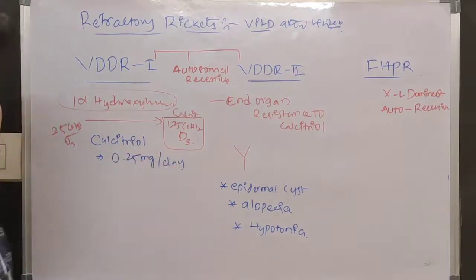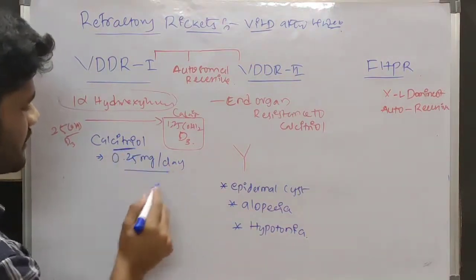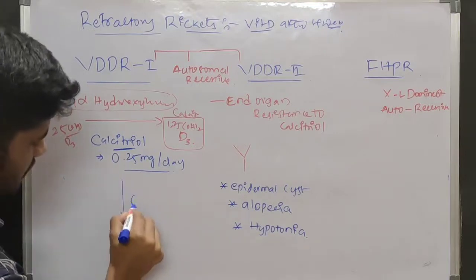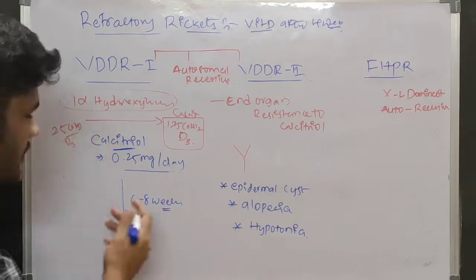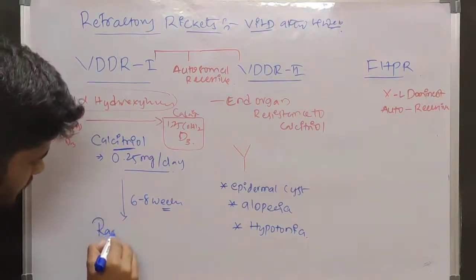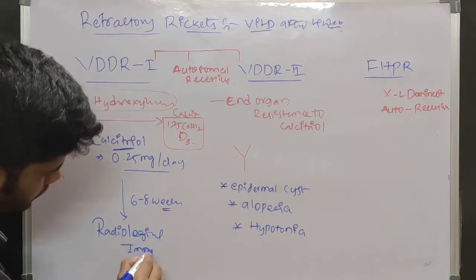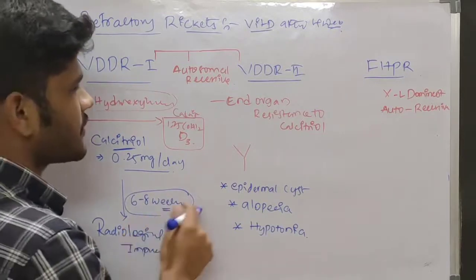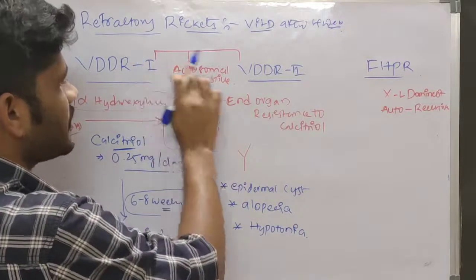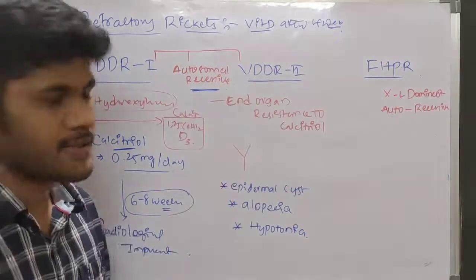In this case, we give 0.25 milligrams of calcitriol per day as a treatment. After about 6 to 8 weeks, the patient will respond to the therapy and a radiological improvement is observed. VDDR type 1 and VDDR type 2 are autosomal recessive inheritance diseases.